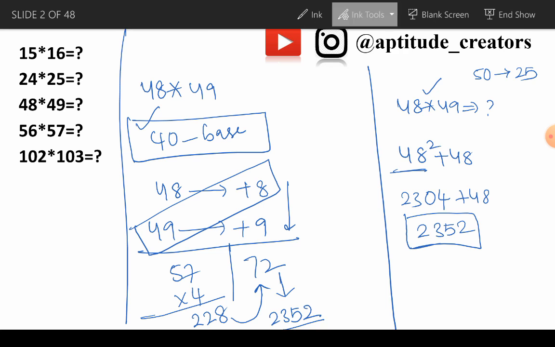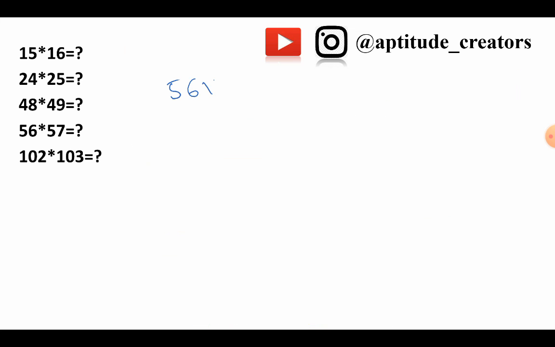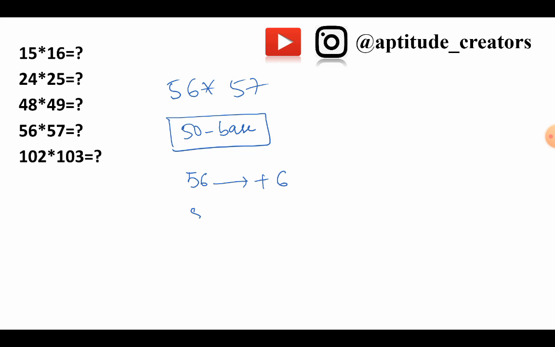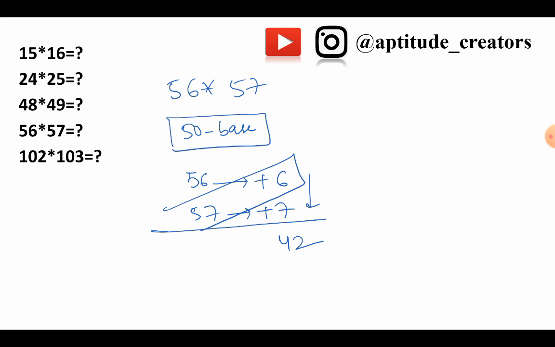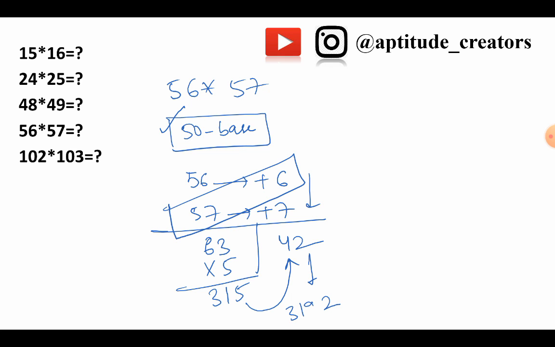Now what about other numbers? 56 into 57. Base number as 50. 56 is plus 6 more. 57 is plus 7 more. 7 into 6 will give the result as 42. 56 plus 7 or 57 plus 6 will give the result as 63. Now the base number is 50, so I am multiplying with 5. That is 315. Yes, the unit digit is 2. 315 plus 4 will give the result as 319. Answer is 3192.